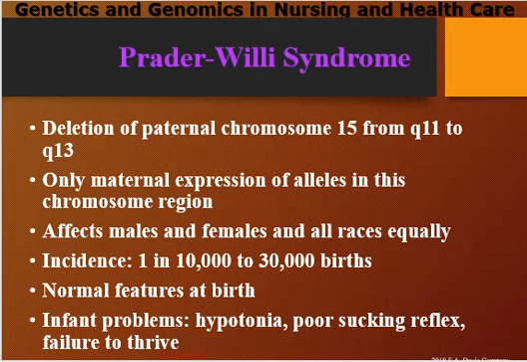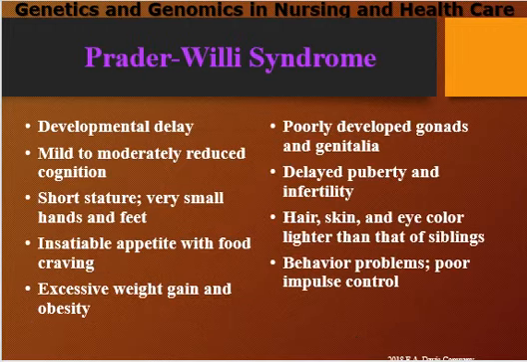Normal features at birth. The problems in infancy are hypotonia, so they'll have some developmental delay, and poor sucking reflex, so failure to thrive in these infants, which is ironic because this syndrome is characterized by severe overeating, but that doesn't really come about until about age 3, where they get this insatiable appetite. They have mild to moderately reduced cognition. They tend to be shorter than their siblings with small hands and feet. I've mentioned their appetite, excessive weight gain and obesity, poorly developed gonads and genitalia.